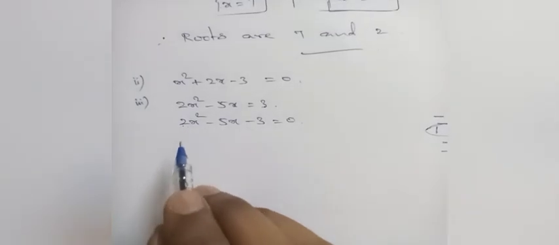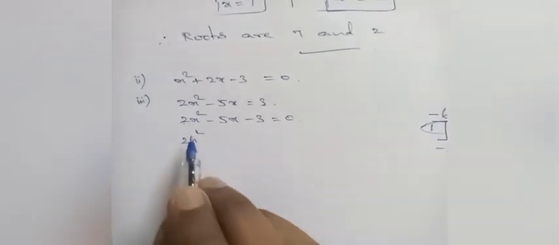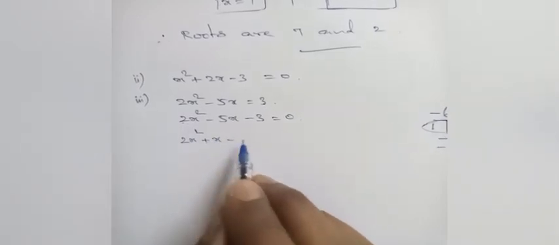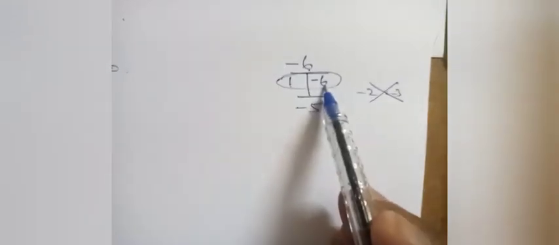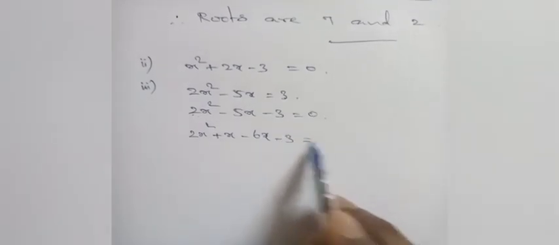Here we cannot write directly because the coefficient of x square is 2. So we do the splitting of the middle term. This minus 5x can be written as plus x minus 6x. Minus 5 can be written as 1 and minus 6. That's why we are writing minus 5x as x minus 6x, minus 3 is equal to 0.